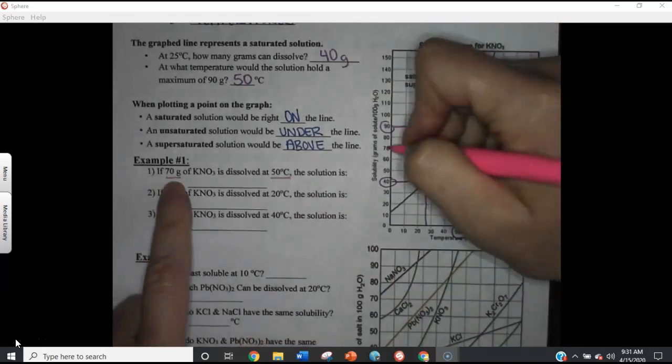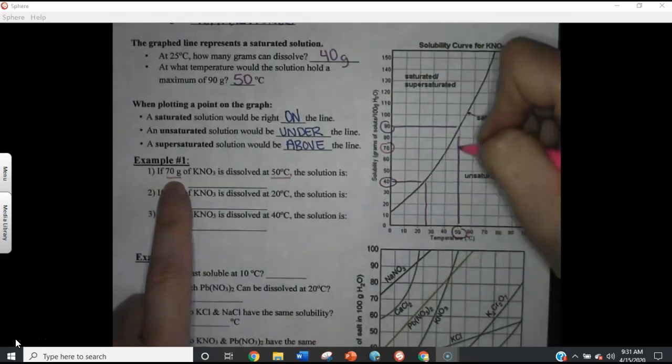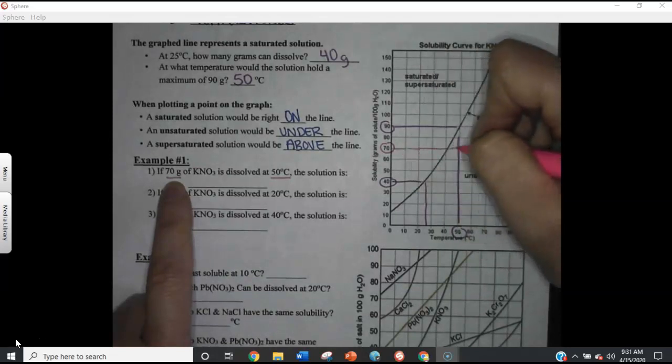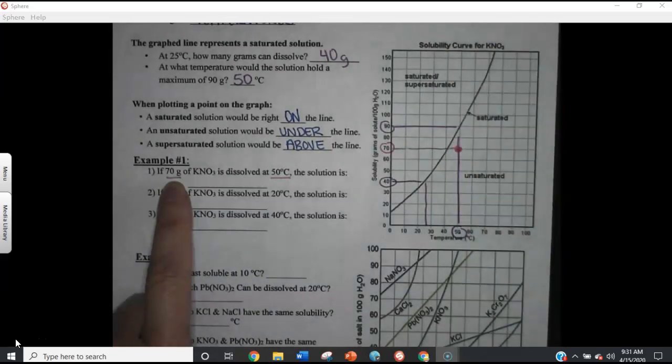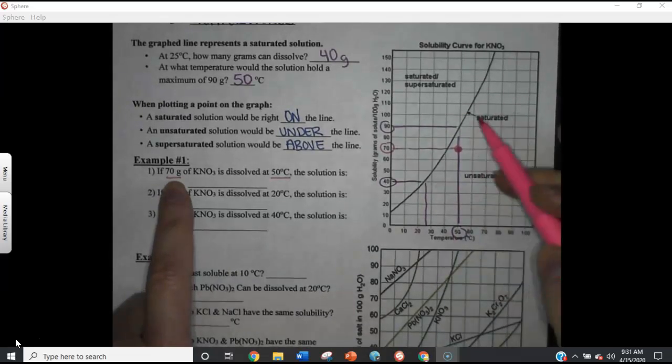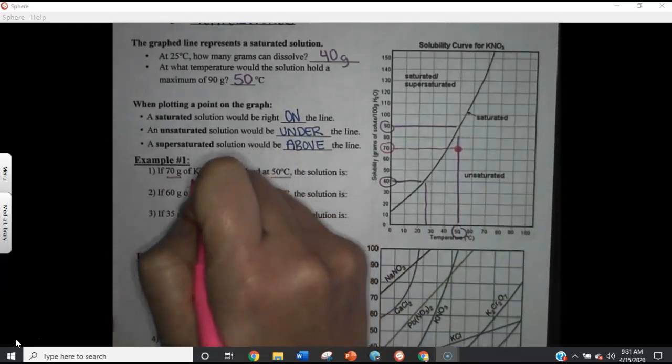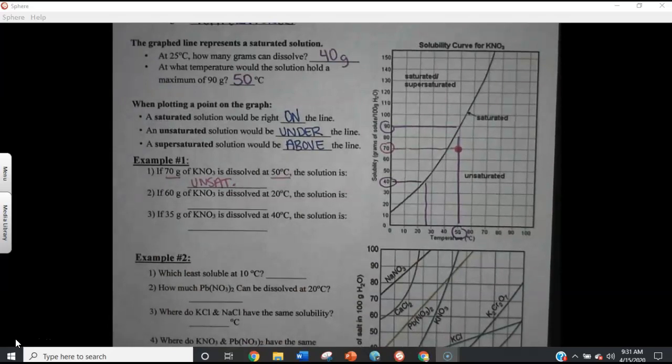So 70 grams is this value at 50 degrees, and we're here at this value as well. So if I come over right there, that point would fall there. So because it's underneath the saturation curve, I would call this an unsaturated solution. And I'm just going to put unsat, like that, okay?